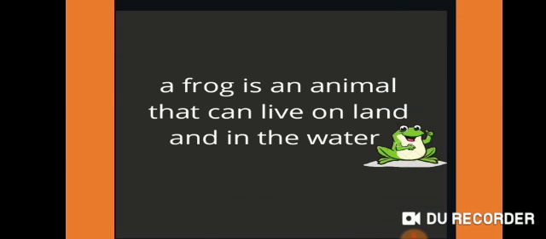A frog is an animal that can live on land and in the water.